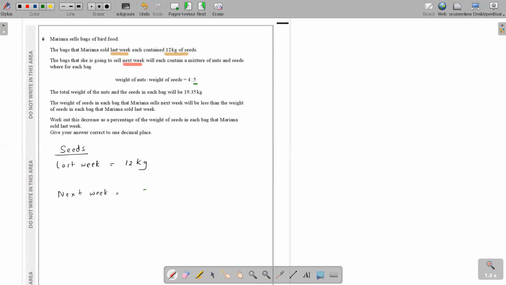So you have 5 parts out of the total. 4 plus 5, you have 9 parts, isn't it? So out of 9 parts, 5 parts contain seeds, and you need to divide your total weight 19.35 according to this ratio. When you do this, you get the amount of seeds in a bag that she is going to put next week. 19.35 is the combined weight, so we divide it by 9 to make it into 9 parts and multiply by 5 because seeds have 5 parts of this bag.